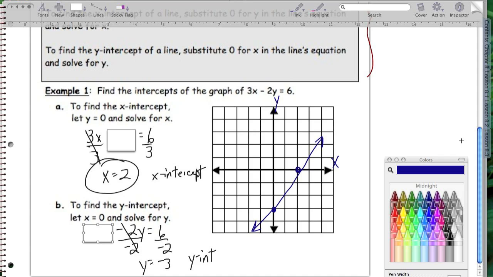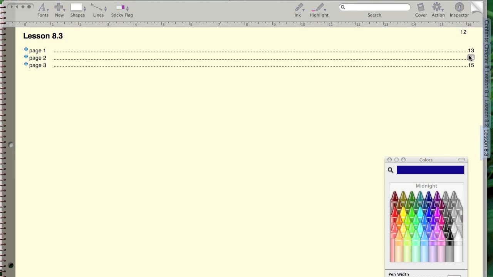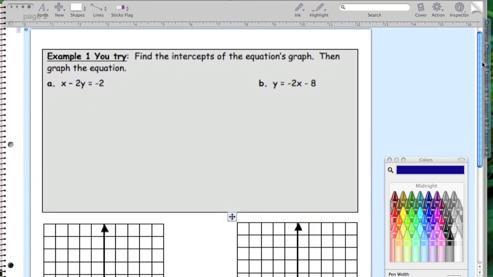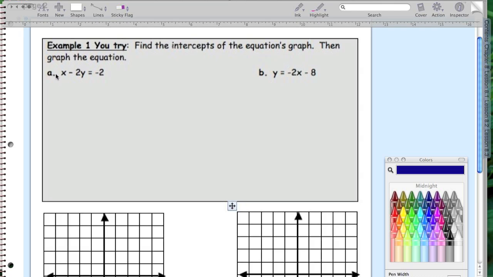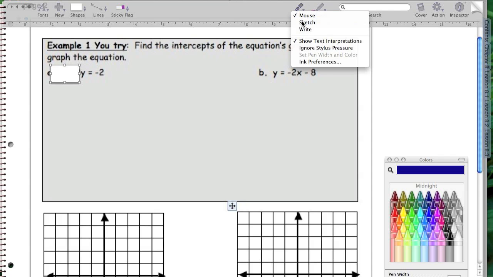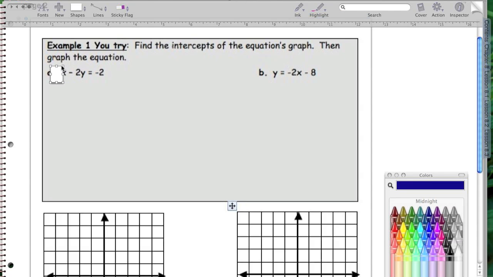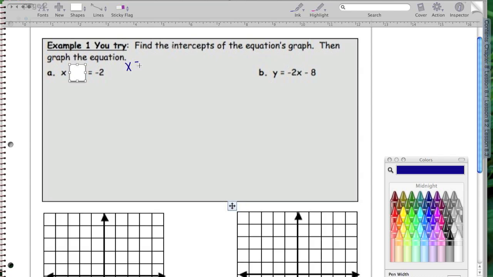Let's practice a few more of these using this simple option of covering things up. All right, so part A. It doesn't matter which I cover up first. I'm going to choose to cover up the y, so I end up with x equals negative 2. So my x-intercept is negative 2, because that's just what we see on the screen.